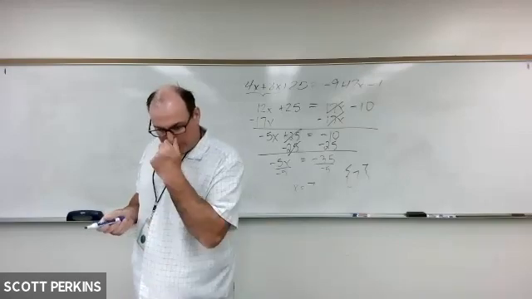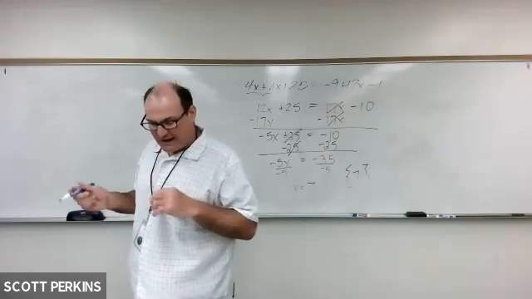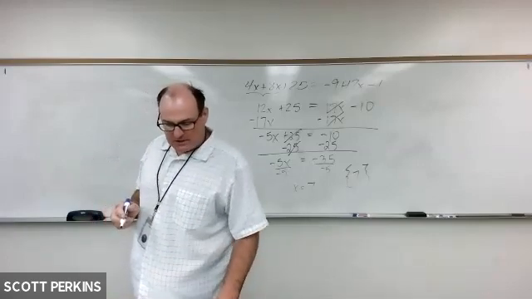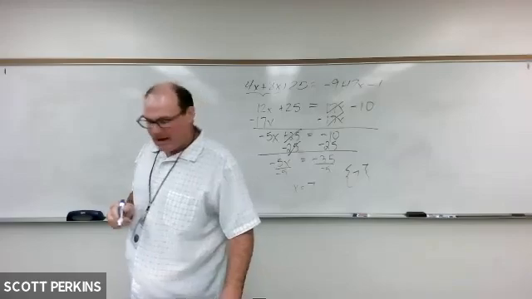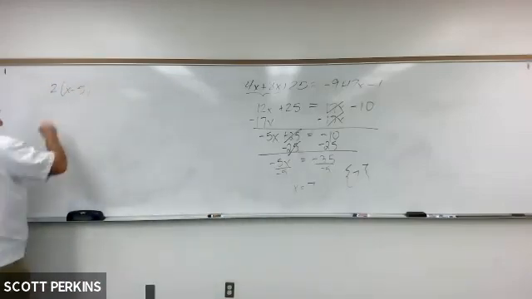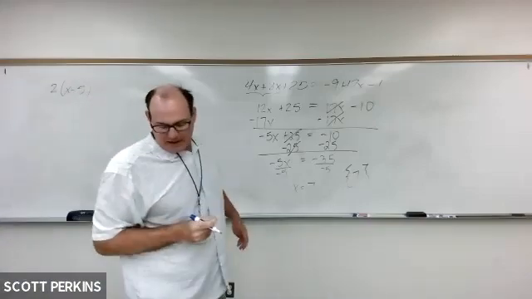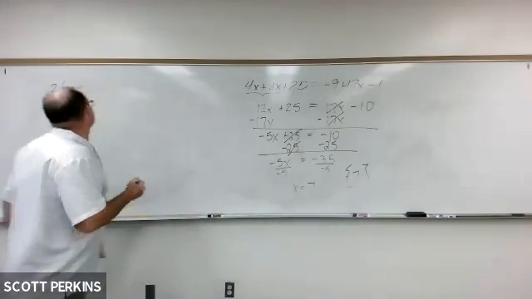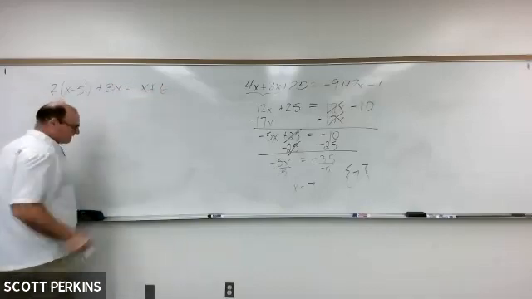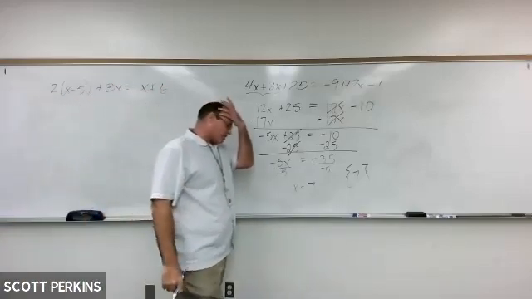So let's try this problem next. I'm going to actually just ask you a question about it. Then you are going to do the problem. So it goes like this. Let's say that I have 2 times (x minus 5), and then I've got plus 3x is equal to x plus 6. I'll give you a moment to write that down, then I'm going to have a question for you.